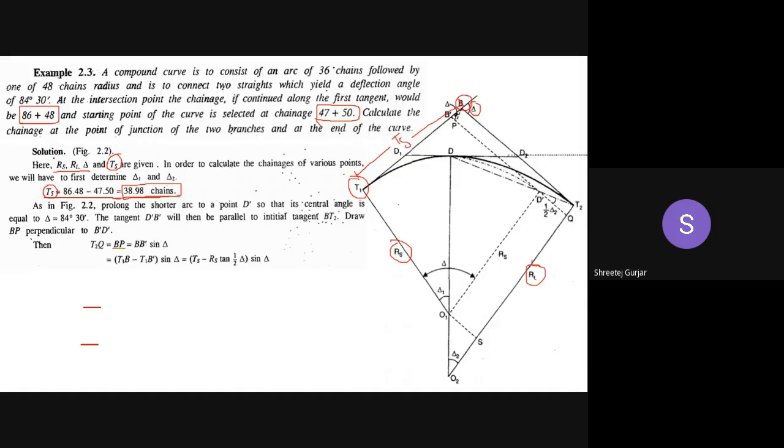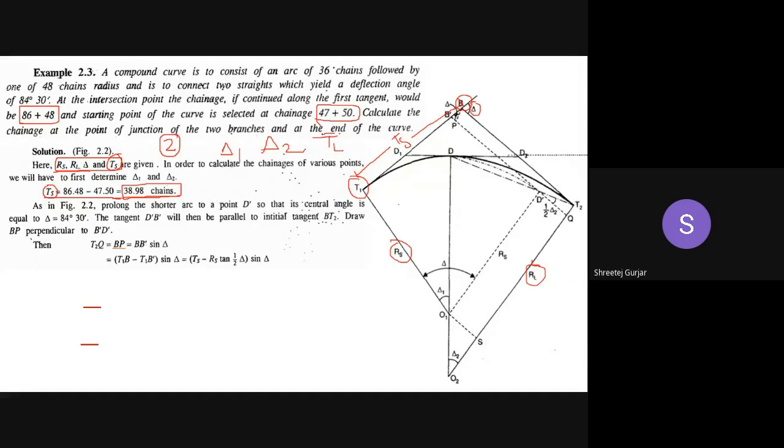So if you just look into the cases which we have solved, we have solved 5 cases. In this particular case, it is case number 2, I think, wherein RS, RL, delta, and TS are given, and we need to calculate the remaining three things. That is, we have to calculate delta 1, delta 2, and TL.